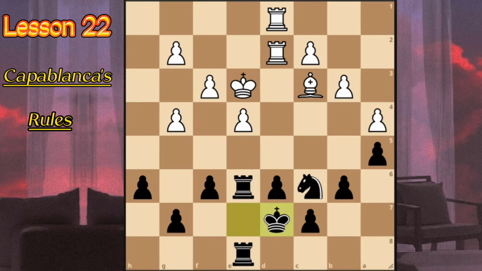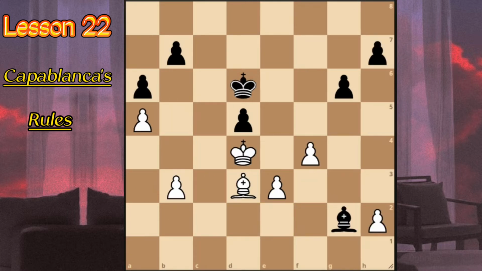So let's have a look at the rule of Capablanca number 2. If you have a bishop, you need to put your pawns on the opposite color of your bishop. On the squares of the opposite color, yes. So for example, if you have a light square bishop, you should put your pawns on dark squares, like here. So let's have a look how white outplayed black there.